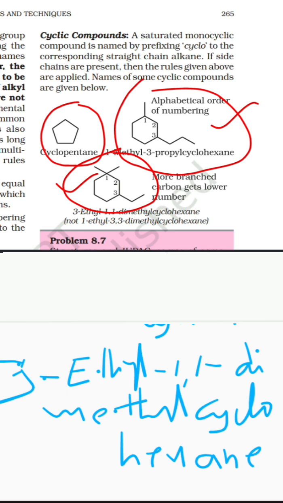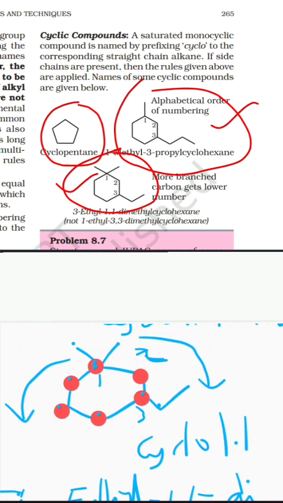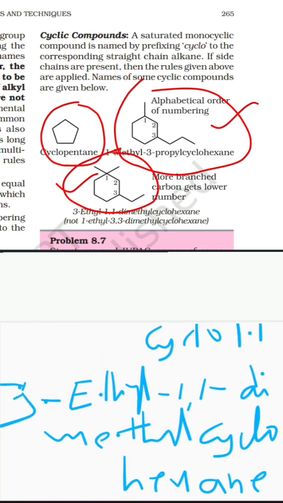So numbering should be given in such a way that the more number of substituents. So here on this carbon 2 substituents are there. On this carbon only one substituent is there. So this carbon gets number 1. But while writing the name, this ethyl group we have to mention first, because in alphabetical order we get E. After that we get M. Okay, so 3 ethyl 1 comma 1 dimethyl cyclohexane is the name of this compound.